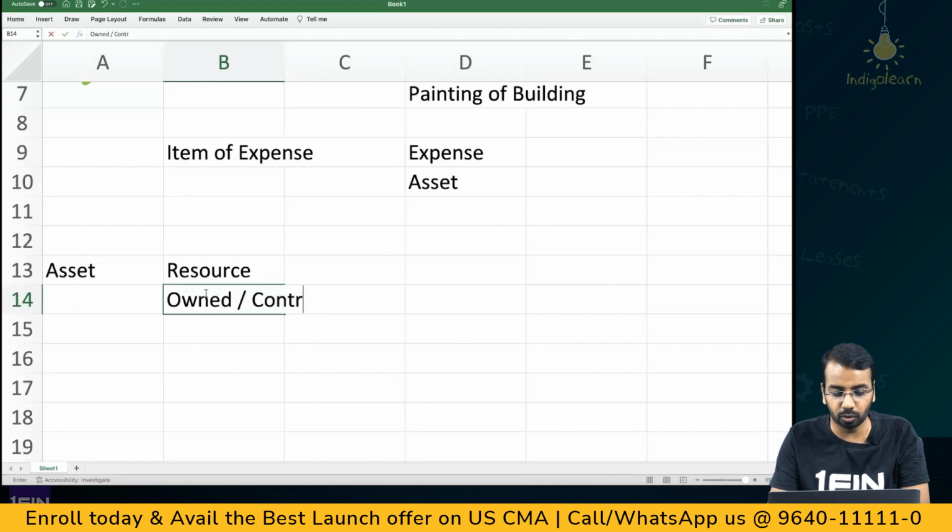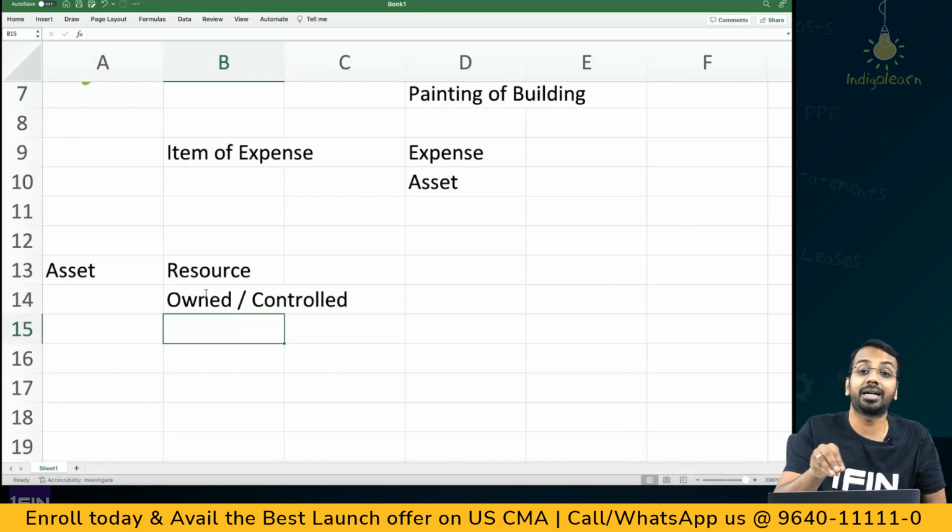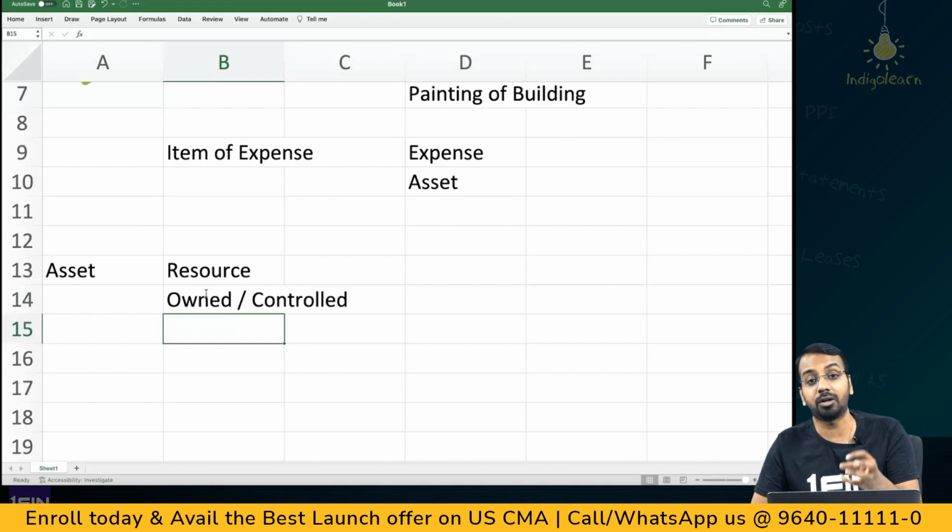So when we say an asset has to be a resource which is owned or controlled. So either I should own it. When I say I should own it, it is my property. Second one is control. I don't own it, but I control. For example, if I take it on lease for 5 years, 10 years, and I can control the use of the asset, that is also part of control. Or sometimes, let us say we have taken rights related to mining, or we have taken a land on which we can carry out mining activities from the government.